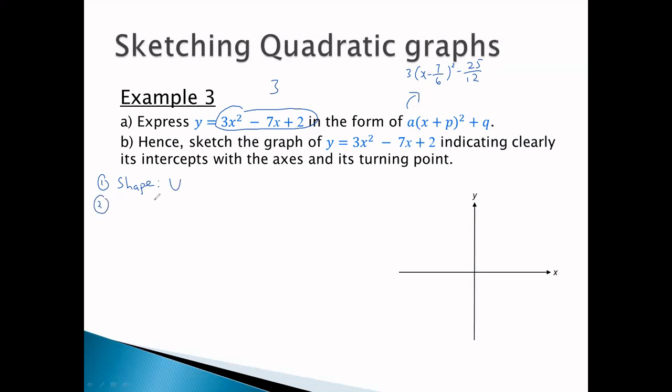Secondly, I need my minimum point. So again, whatever's inside the bracket, x minus 7/6, I equate it to 0, x equals 7/6, and y is simply minus 25/12. So the minimum point is (7/6, -25/12). Then now I need my x and y intercepts. Let's find my x intercepts first.